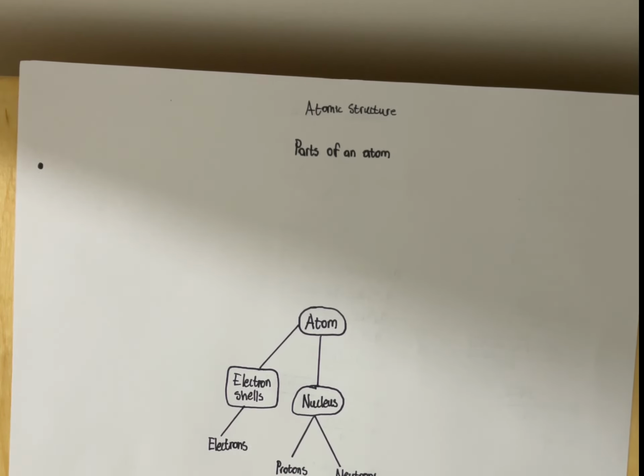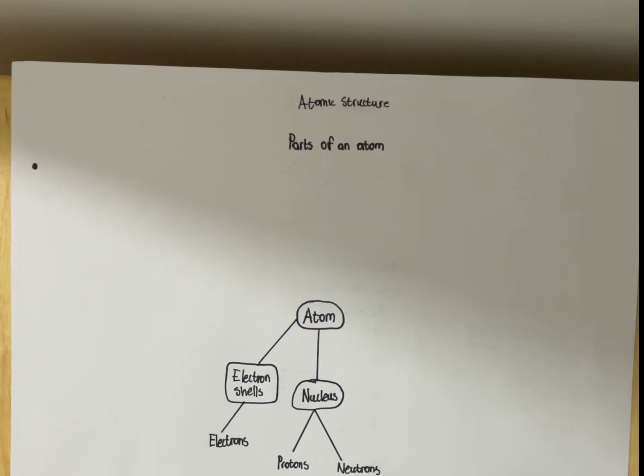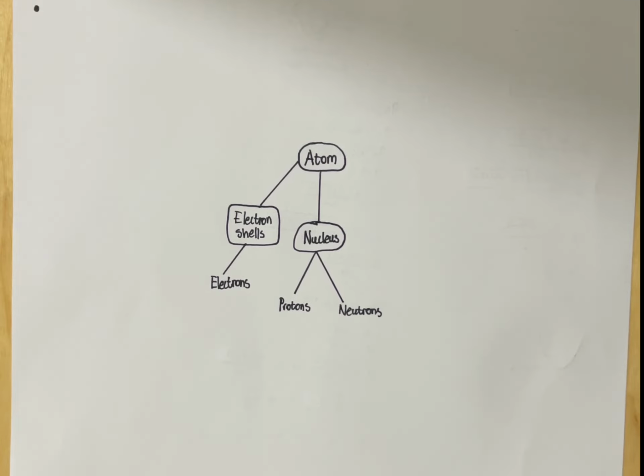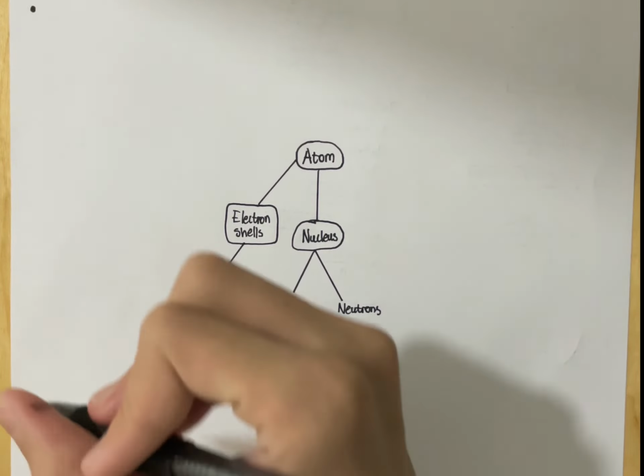So, let's start with the easy one, an atom. What's an atom? Basically an atom is the smallest particle of an element where you can still have the chemical characteristics of that specific element. It's basically the smallest particle that has the properties of an element. Let me write that down.